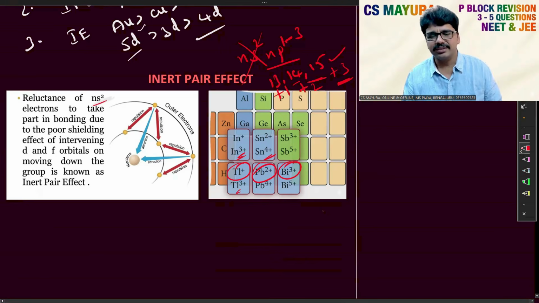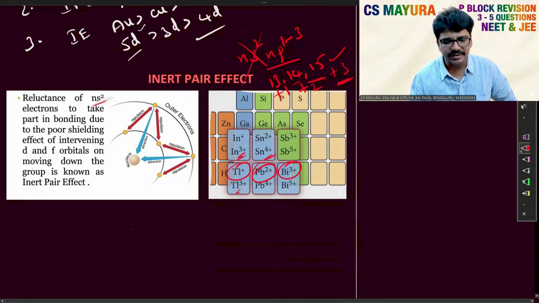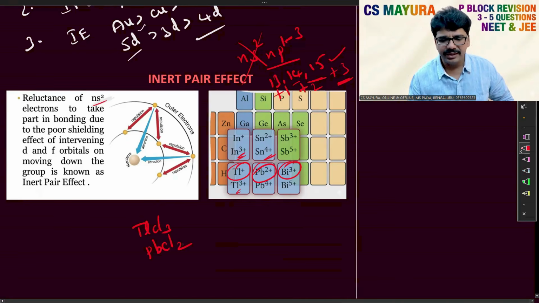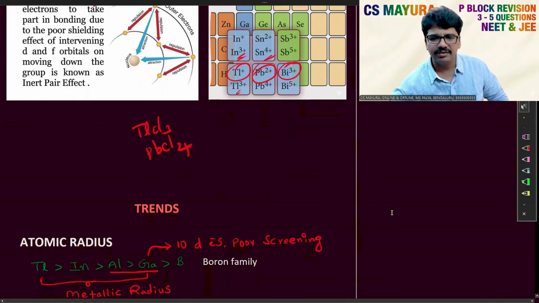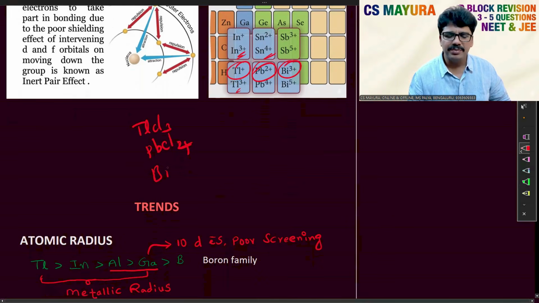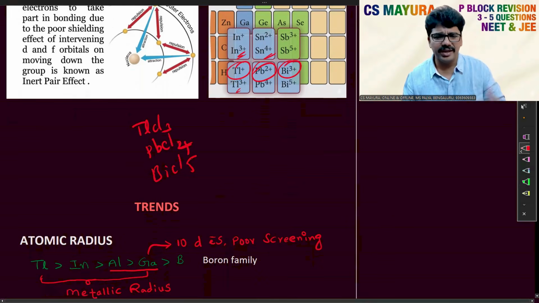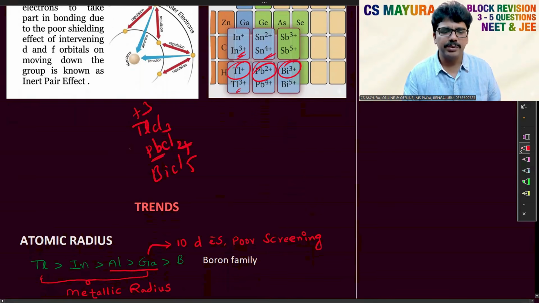One important application of this inert pair effect is if I take the compounds TlCl3, PbCl4, and BiCl5. Actually, they are very unstable. They do not exist. Suppose these compounds are given. TlCl3 is in +3 oxidation state. PbCl4 is in +4 oxidation state. BiCl5 is in +5 oxidation state. They are very, very, very unstable.